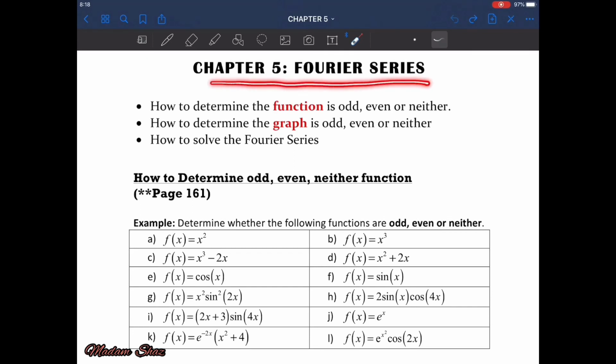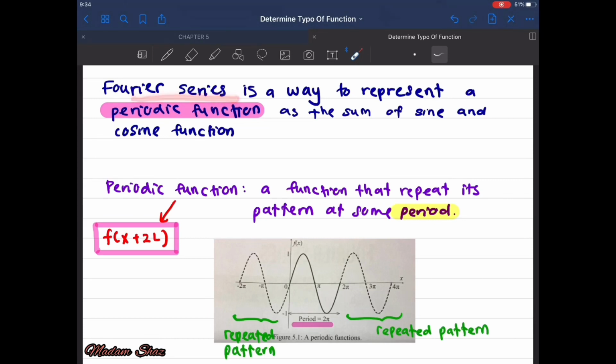Fourier series is a way to represent a periodic function as the sum of sine and cosine functions. So what is a periodic function? A periodic function is a function that repeats a pattern at some period. So this is the notation for the periodic function: f(x + 2L). So 2L is the period of the graph.